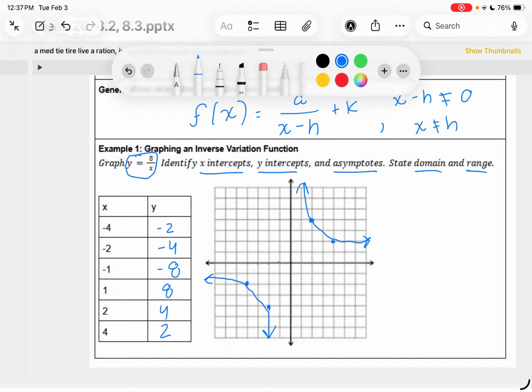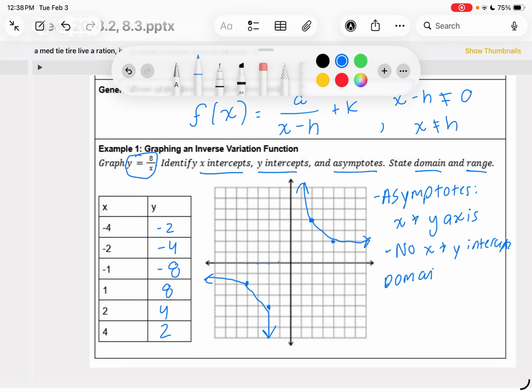Okay? So my asymptotes didn't change, so I still have asymptotes on the x and the y axis, okay? So I can see that they're still approaching those, but they won't cross, meaning there are no x and y intercepts on this graph. Sorry, my handwriting's horrible. And then my domain is all reals except, remember, it can't be 0. And then my range, same thing, all reals, but it cannot be 0.